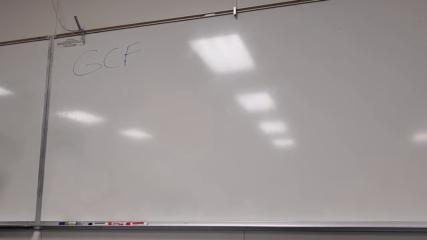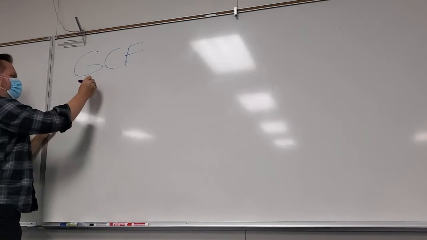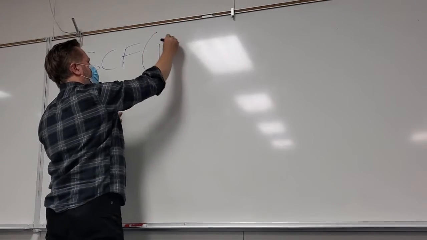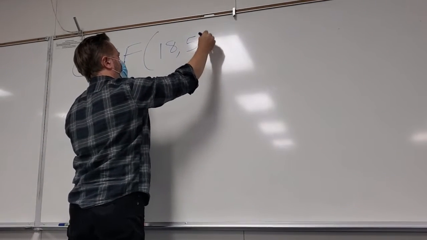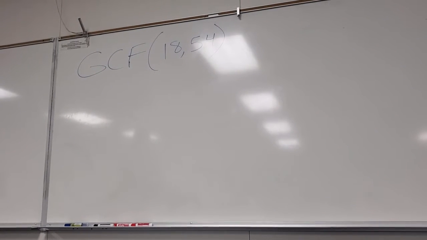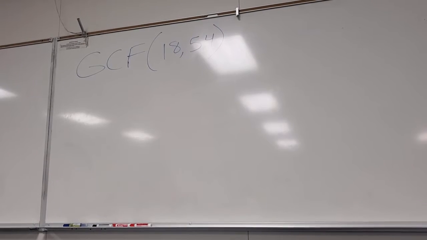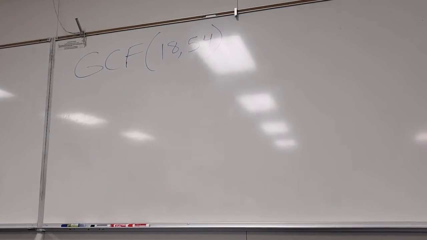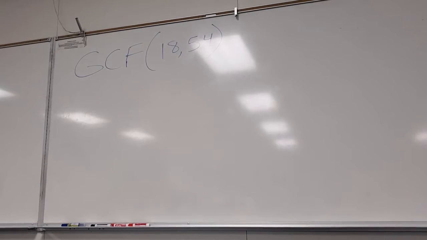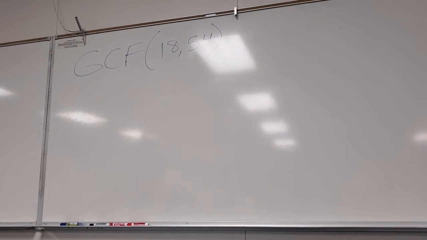It's greatest common factor. So for example, how would you find the greatest common factor of 18 and 54? Don't say anything. Just take a minute. Greatest common factor. Will the answer be bigger or smaller than each of those numbers? Smaller. What's a factor mean? What is a factor of a number? What does it mean? It's a piece of that number, right? It multiplies to become that bigger number.